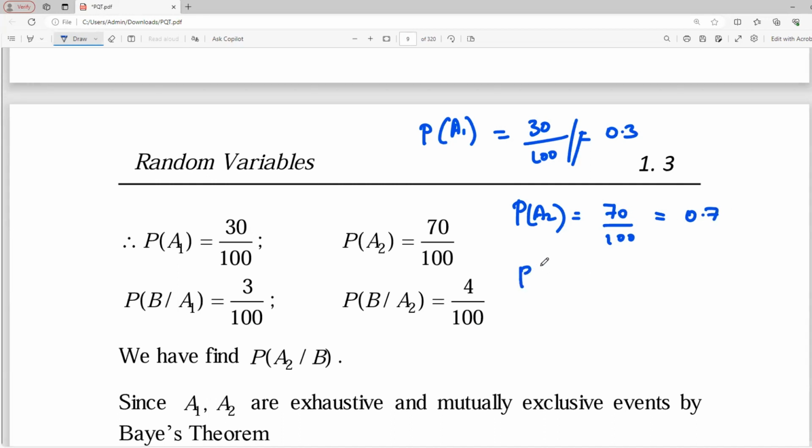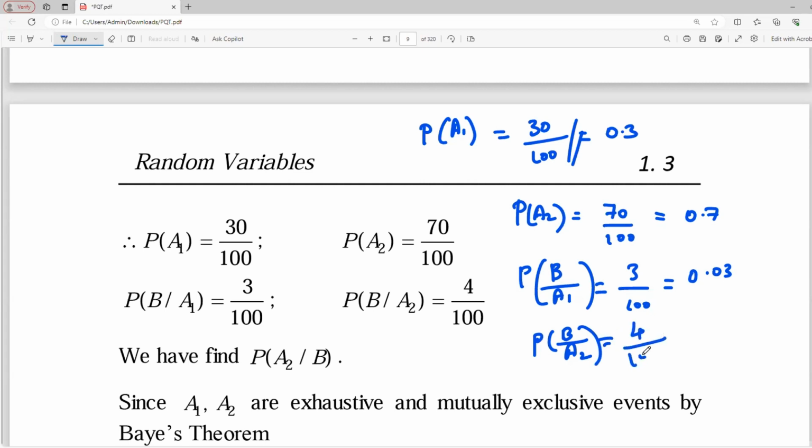Then the probability of the defective event occurring from A1, that is from machine 1, is very simple. It is 3 by 100, that is 0.03. Again, the probability of the defective part taken from machine 2 is 4 by 100, that is 0.04. So now we have to find one thing: the taken part is from A2, where A2 is machine 2 and B is the defective part.